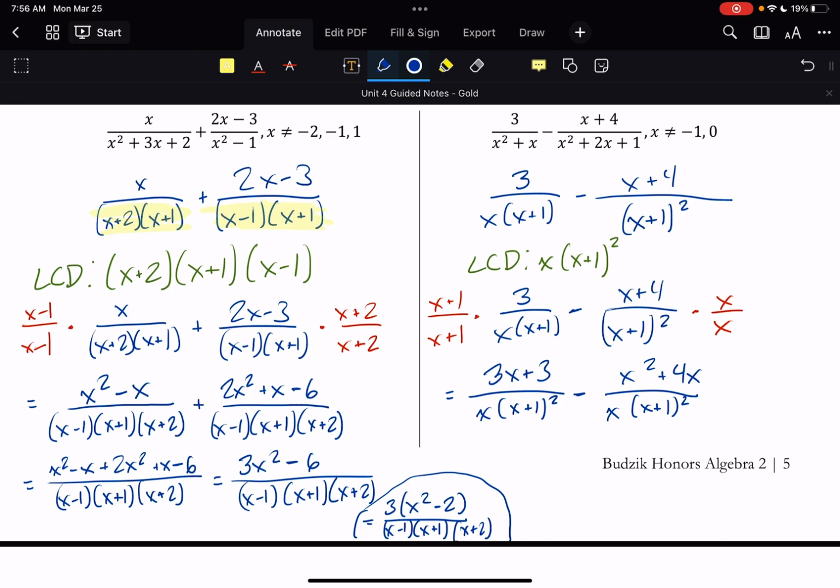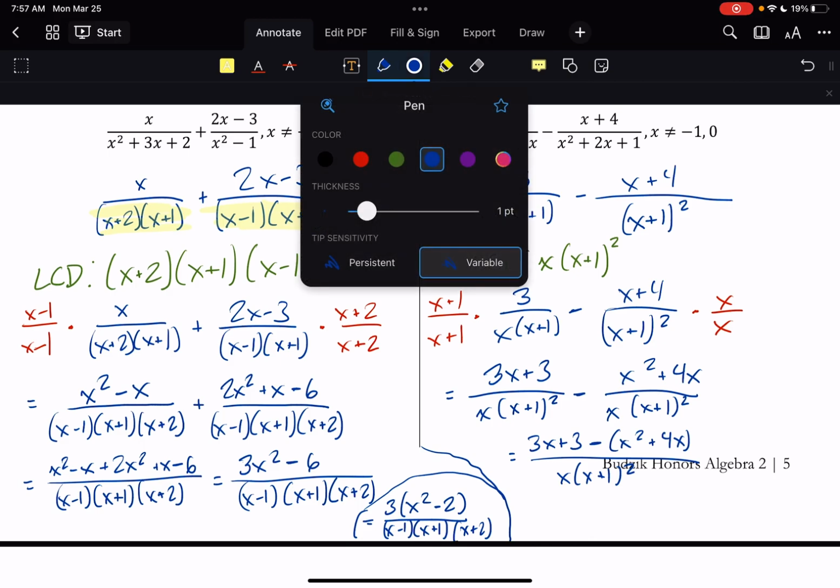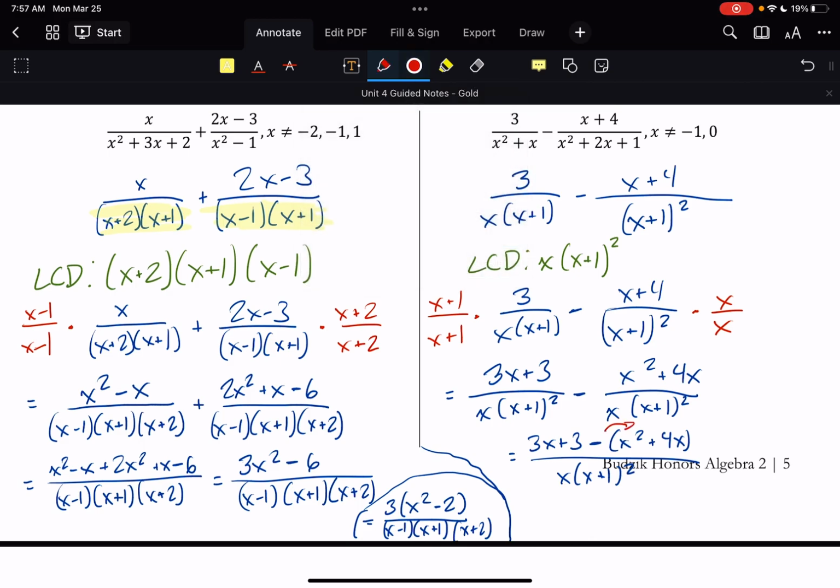Okay. Now I'm going to rewrite this. Get a little more space. So this is going to be writing this as 3x plus 3 minus the quantity of x squared plus 4x, all over that LCD, x times x plus 1 squared. We'll want to make sure that we distribute that negative.